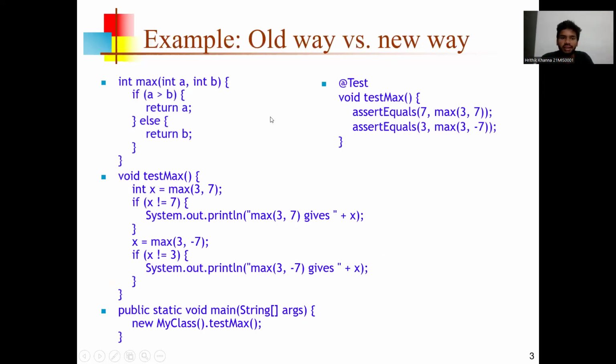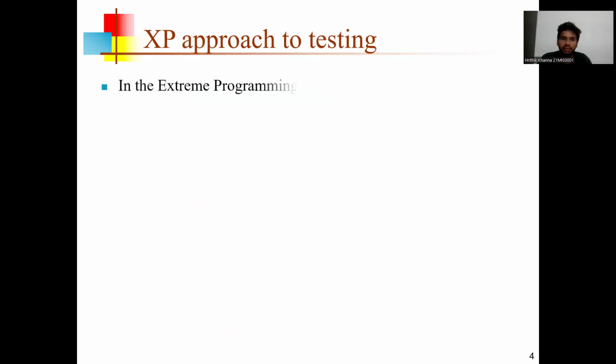The old way of testing was int max, this code, and we used to check like this. But now we have assert equals. If the maximum of 3 and 7, and maximum of 3 and so on, it will show true. We use assert equals nowadays.